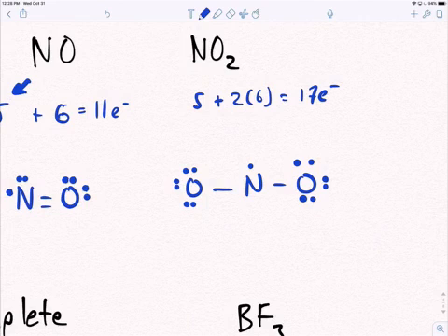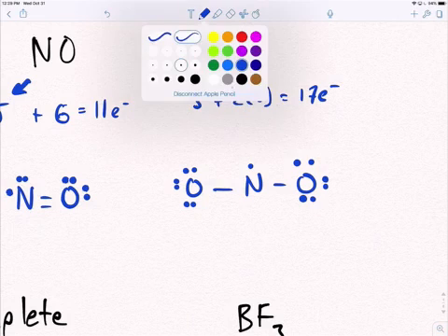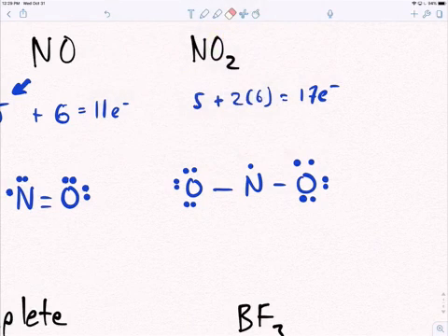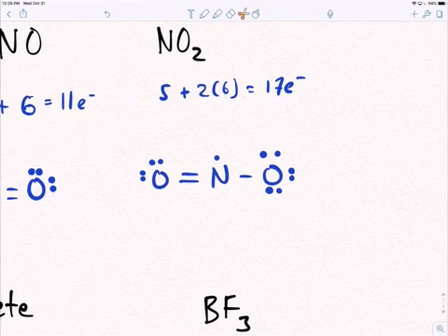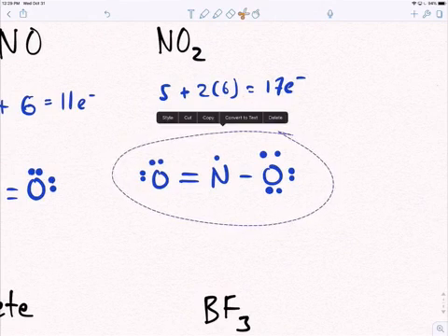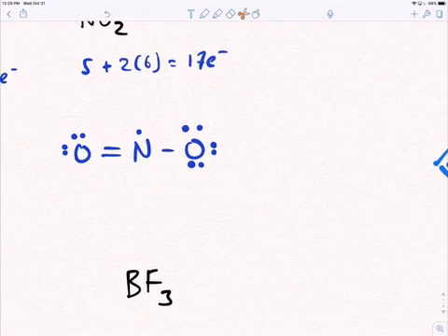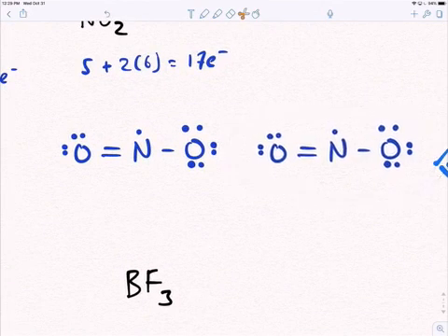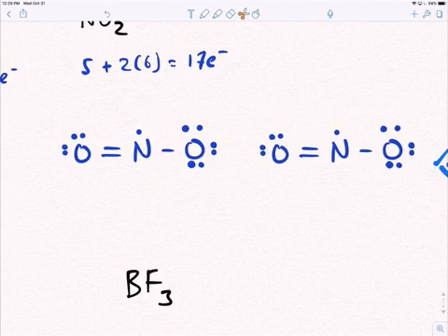So oxygens all have octets. Nitrogen has 5. That's not good enough. So what do we do? We erase 2 and give it a double bond, and then we give it a resonance structure. Actually, maybe I'll put it below.